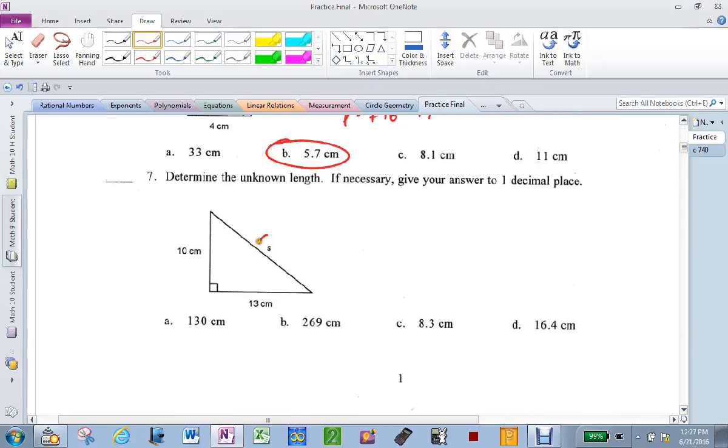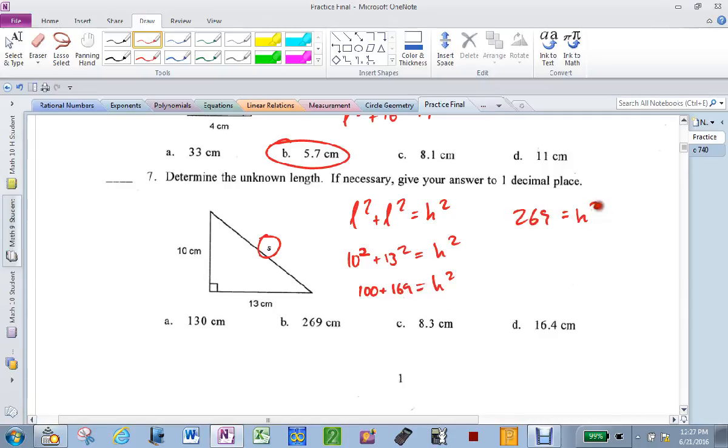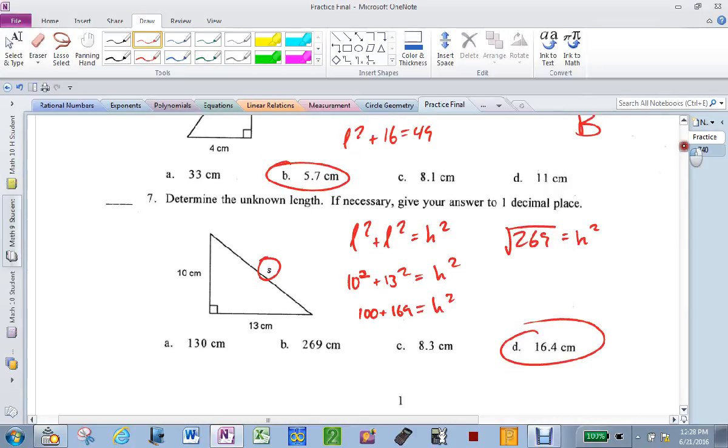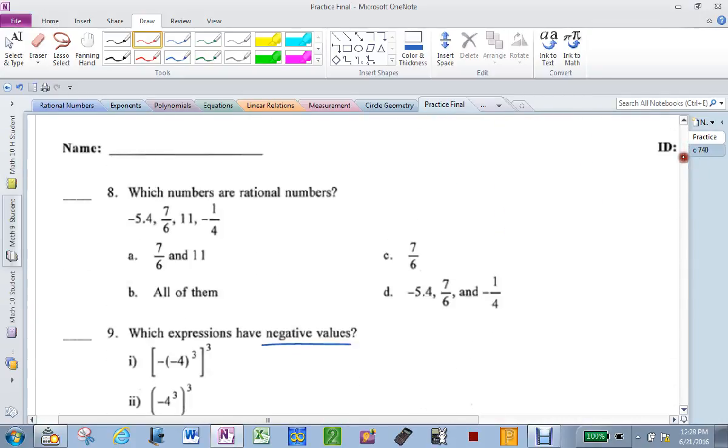Determine the unknown length. Oh, Mr. Myers, this time he didn't call it A, he didn't call it B, he didn't call it C, he didn't call it H. He called it S. It's still leg squared plus leg squared equals h squared. What are the two legs? 10 squared plus 13 squared equals h squared. 100 plus 169 equals h squared. 269 equals h squared. What's the last step? Square root. 16.4. Don't forget the square root.